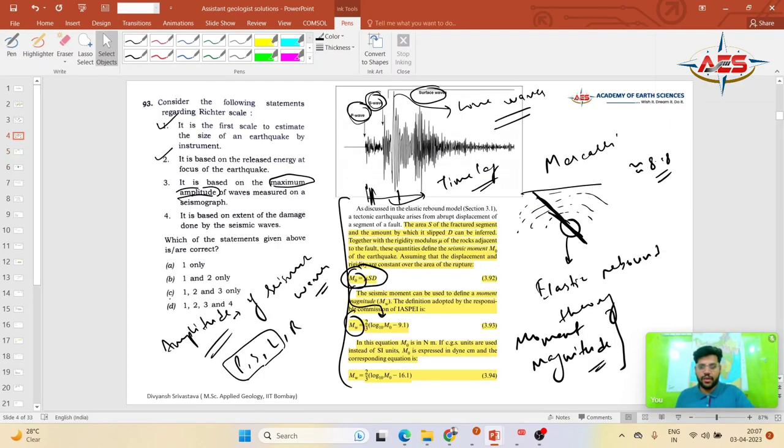So according to me, and the fourth option also, it is based on the extent of the damage. So we know that it is nothing but the intensity. The damage is something related to intensity. What is the intensity? That is reported by the Mercalli scale. Okay, so according to me, the answer would be 1 and 2.